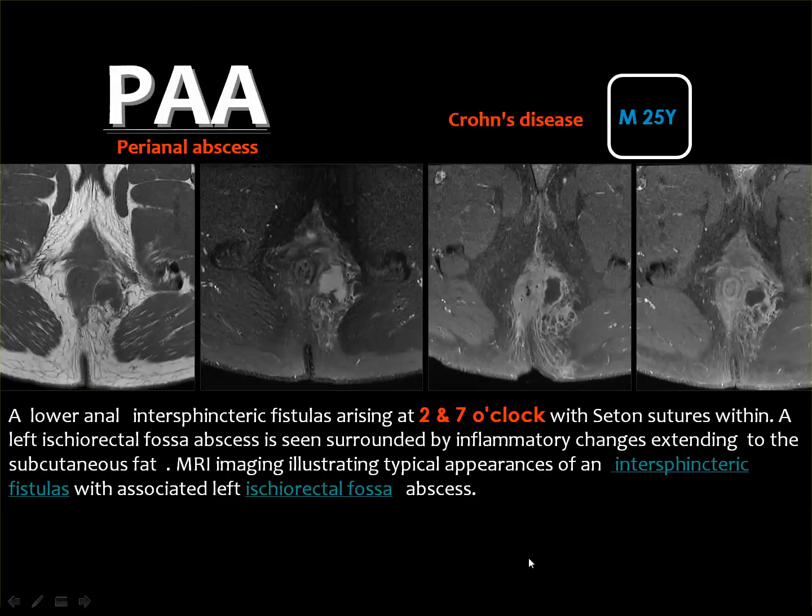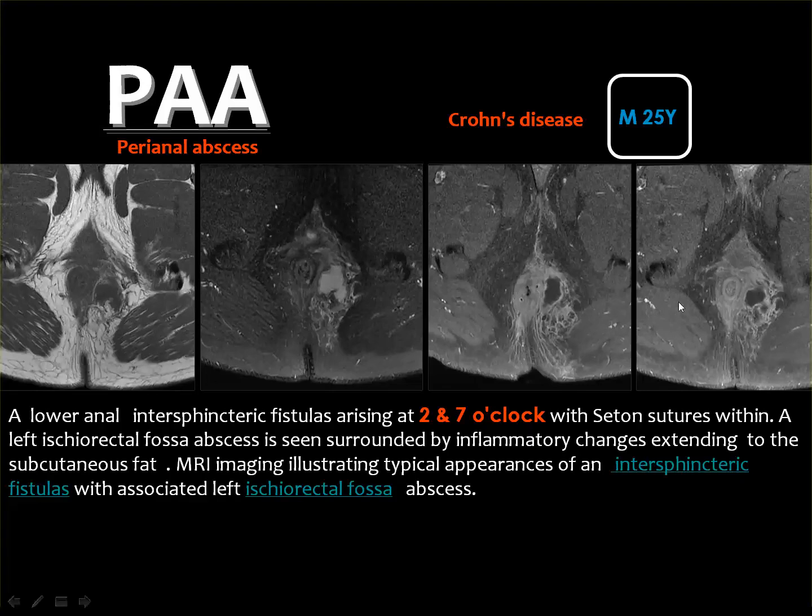Then here you see also another abscess, which is the result of an intersphincteric fistula arising at 2 and 7 o'clock. Actually, here you may have some difficulty identifying the site of the openings, but if you look carefully here you see these two very small black dots, they represent a tube, and this tube is known as a Seton tube. And this tube is actually very useful in the management of anal fistulae, and I will mention its exact function.